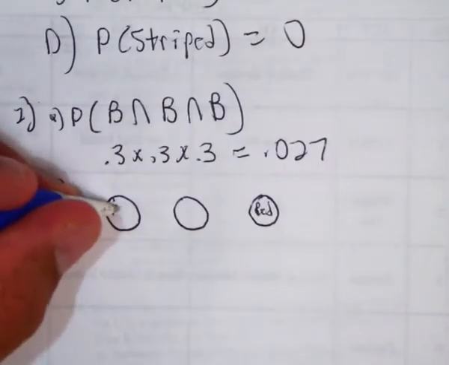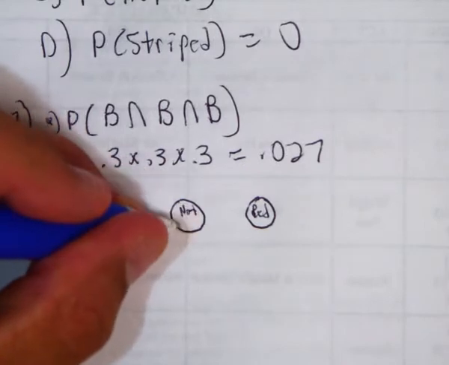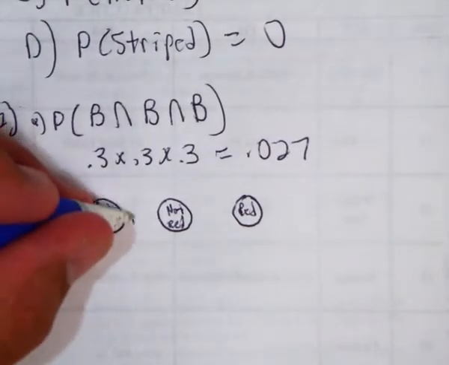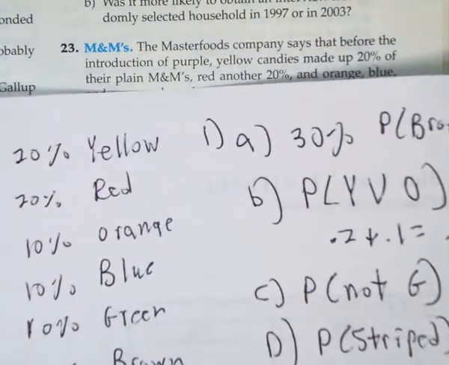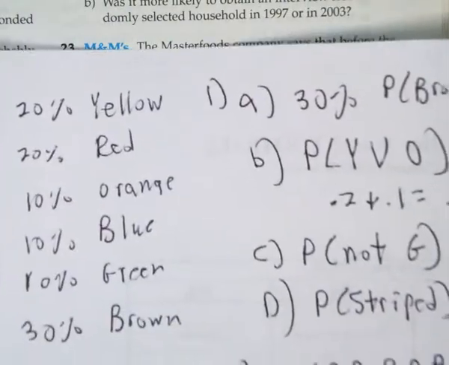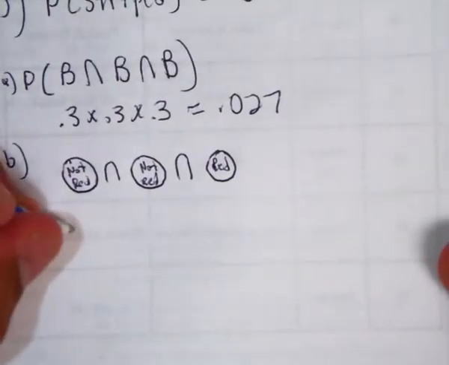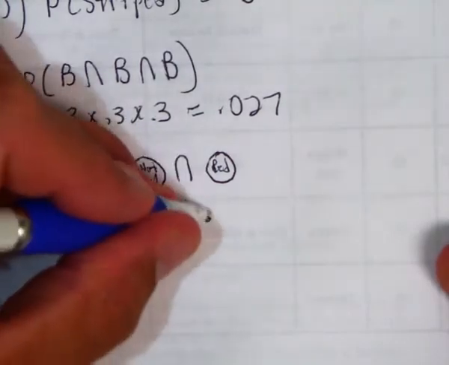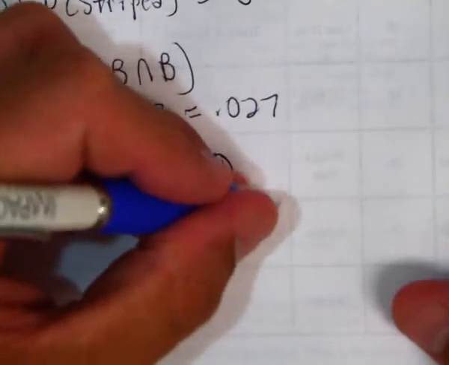Well, they're not red. The probability of not red and not red. So those are both not red. So not red and not red and red. Okay, well, the probability of an M&M being red is 20%. The probability of it not being red is 80%. So it's 0.8 times 0.8 times the probability it's red is 0.2. So if you do that out, you get 0.128.